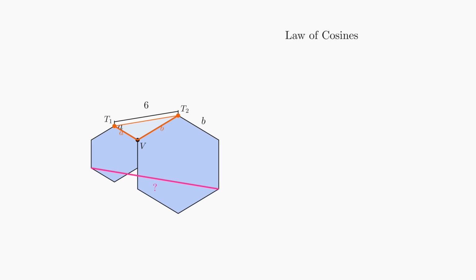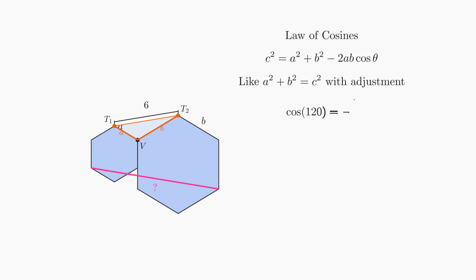To find the third side of a triangle, when we know two sides and the angle between them, we use the law of cosines. It says c squared equals a squared plus b squared minus 2ab times the cosine of the angle. Notice this looks like the Pythagorean theorem, with an extra term that adjusts for the angle. When the angle is 120 degrees, the cosine is negative 1/2.